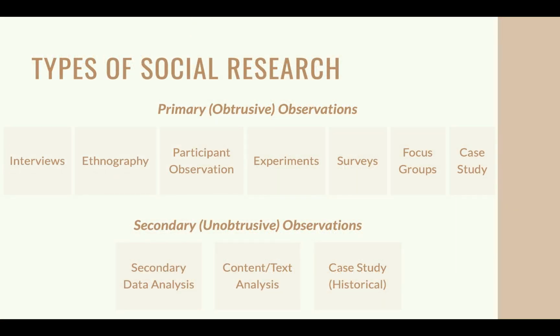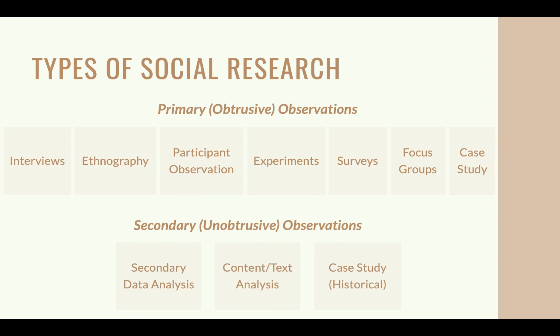There are various types of social science research. We have two types: primary observations or obtrusive observations, meaning we're engaging directly with our participants, and those can be interviews. You talk to somebody face to face.